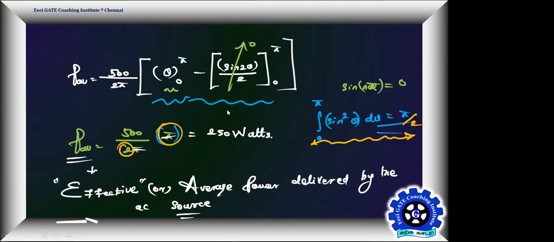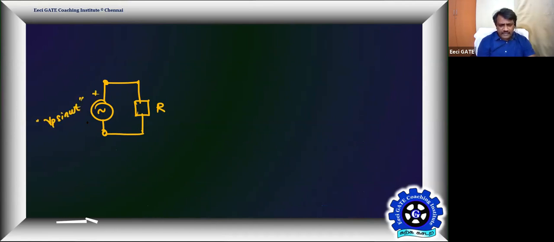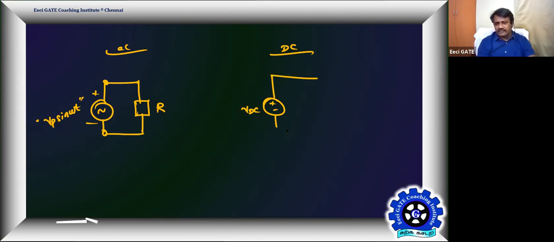So now let us make a simple comparison. Let us compare this power with the power delivered by a DC source. I'm giving an AC source delivering power to a resistor R, and this is the signal Vp sine omega t, plus and minus. This is AC. Let me have a DC on the other hand here, call it VDC, delivering power to a resistor.